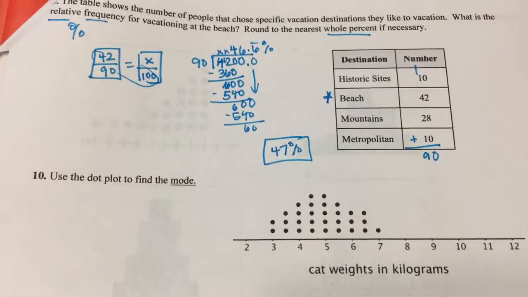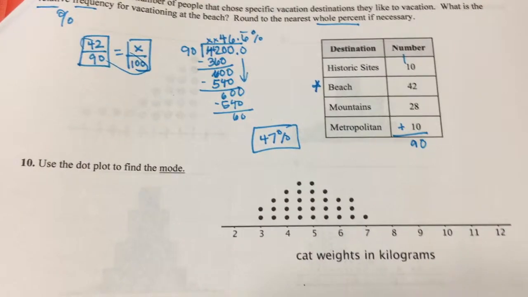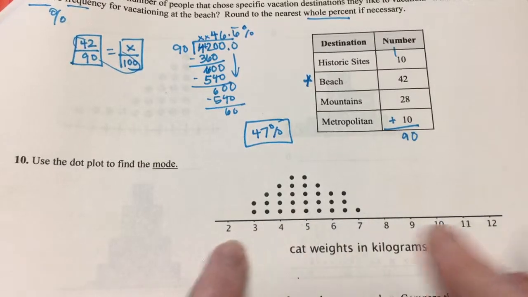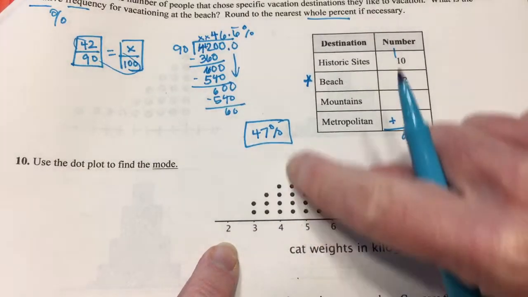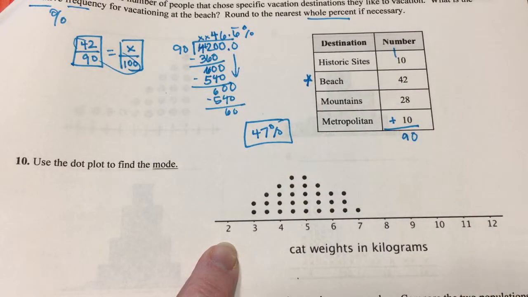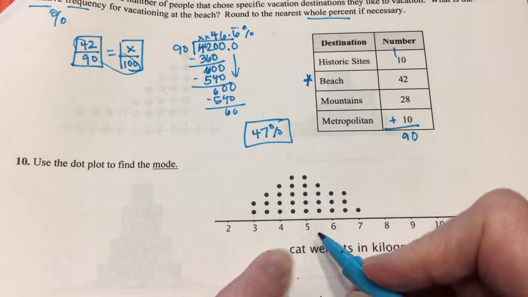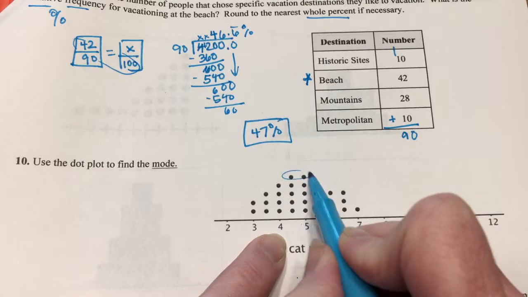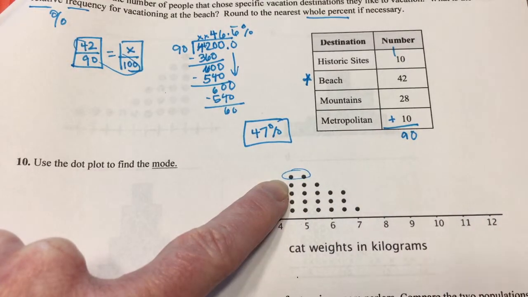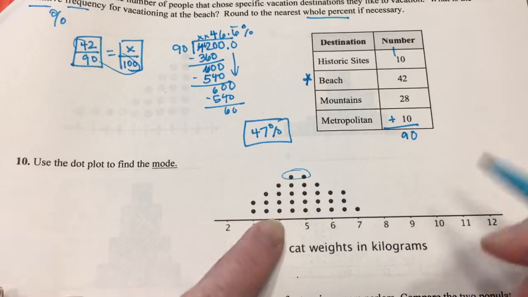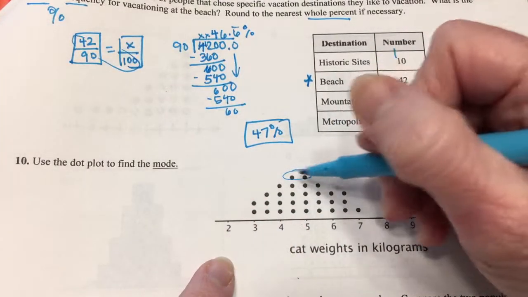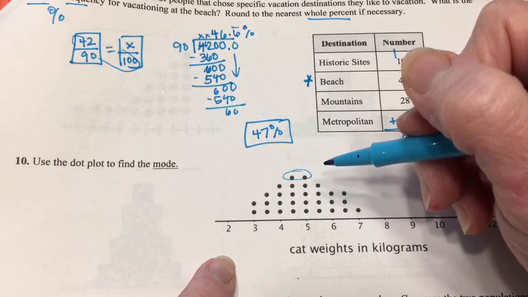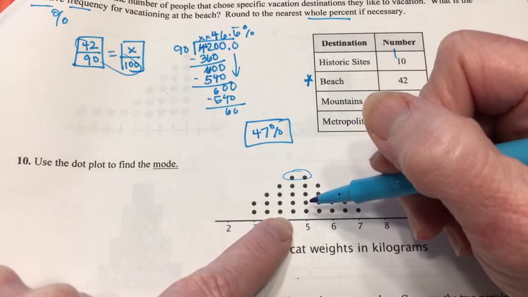All right, on number 10, it says use the dot plot to find the mode. Dot plots are the easiest usually to spot the mode. It's just the tallest set of numbers here. Now in this case, I have 2 columns that are the same. So these 2 are the most. Sometimes you have more than one mode. Sometimes you just have one, and sometimes you have none. Like if they're all the same. So here, since these 2 are both the tallest, they would both be considered the mode.